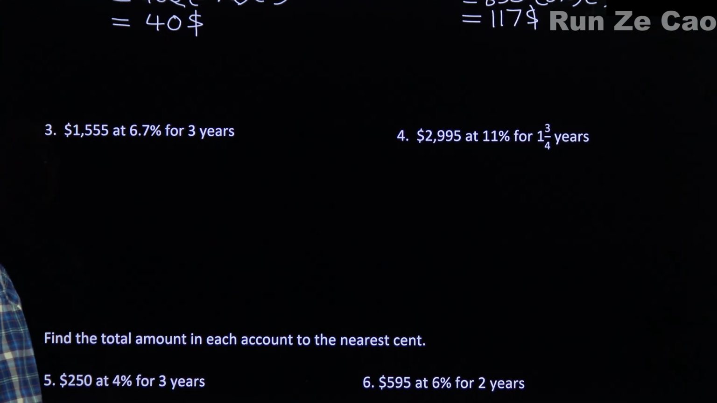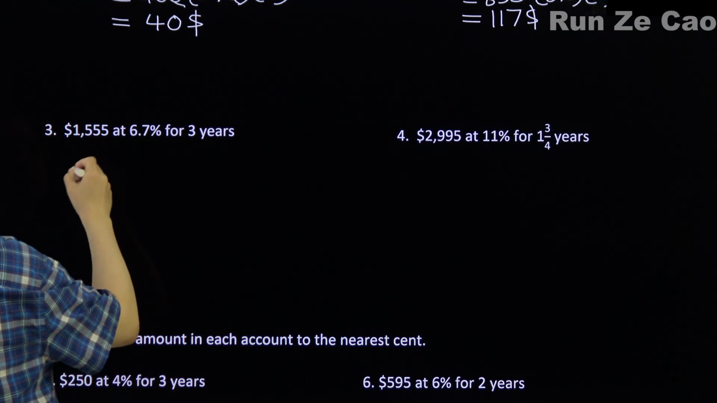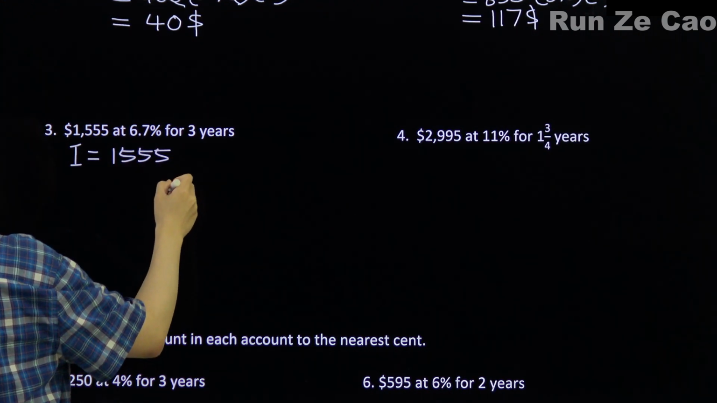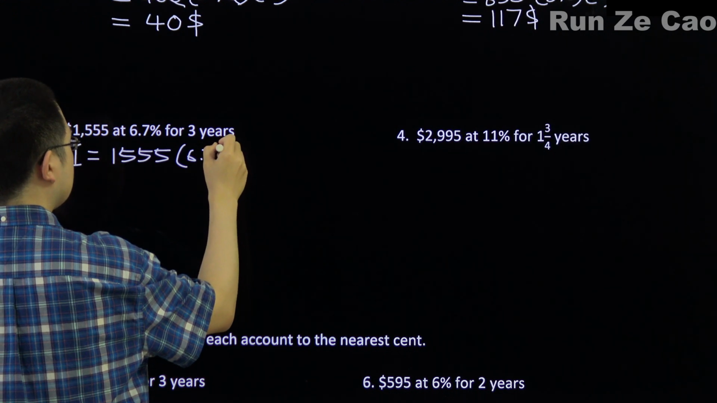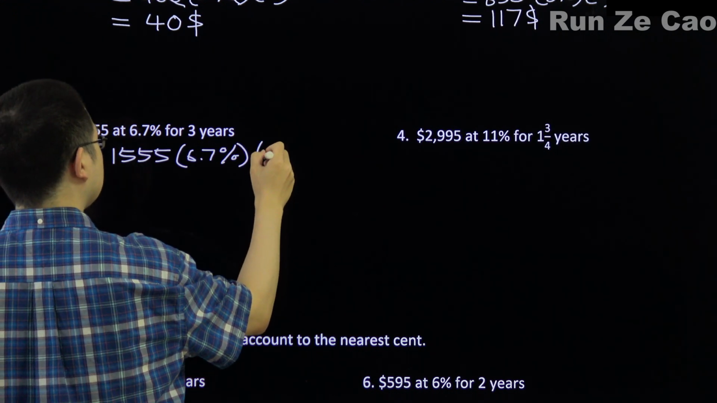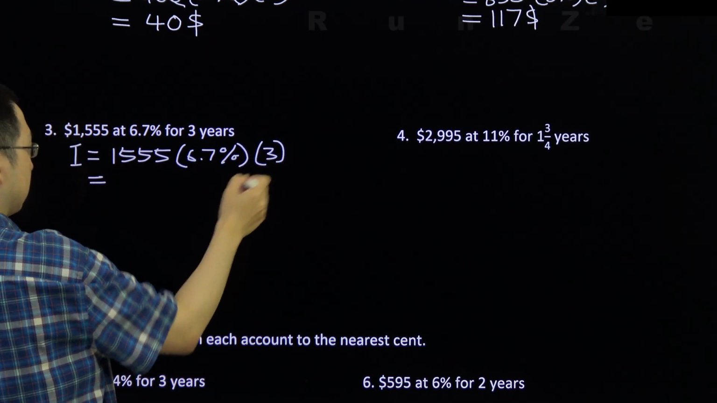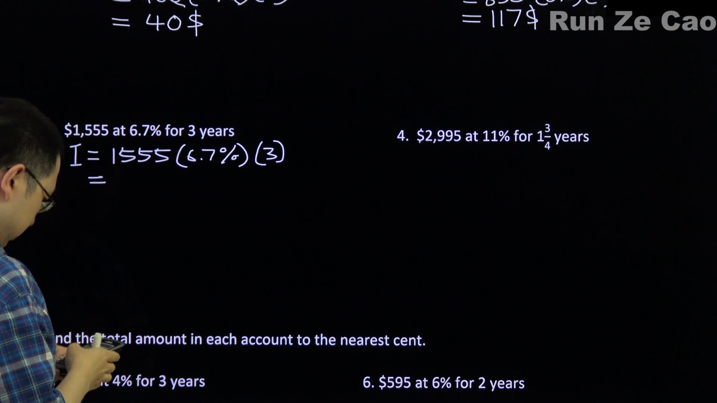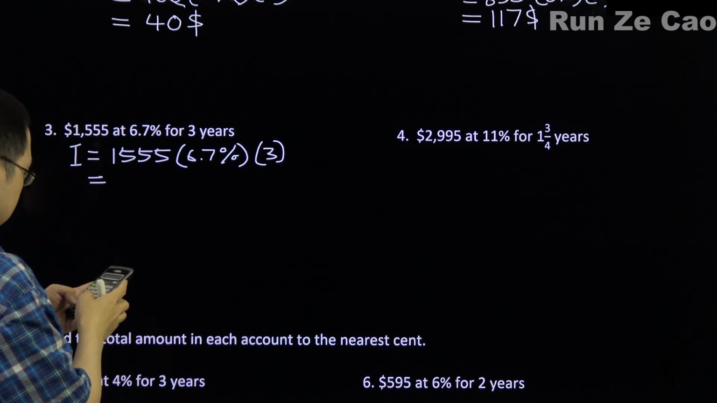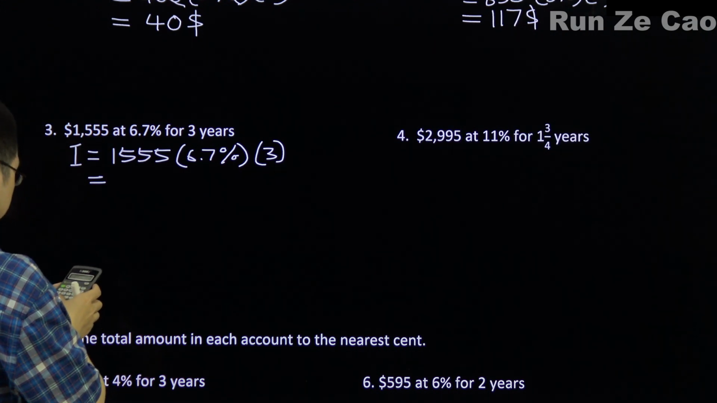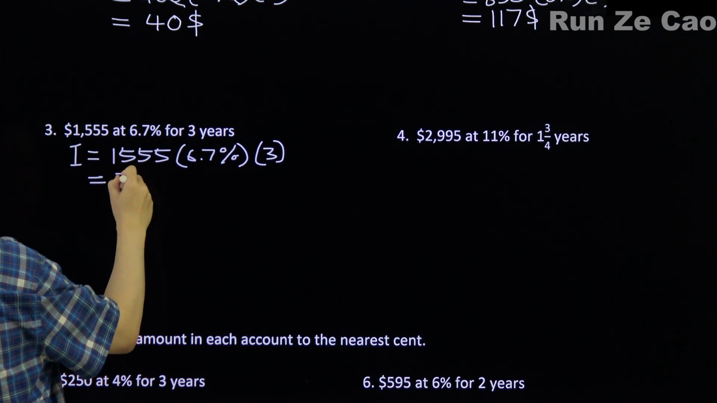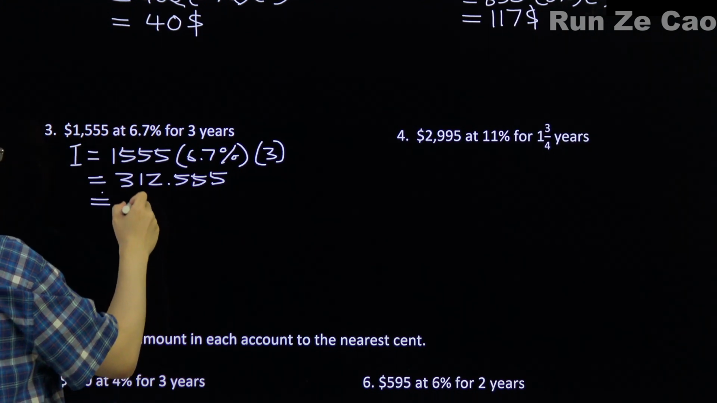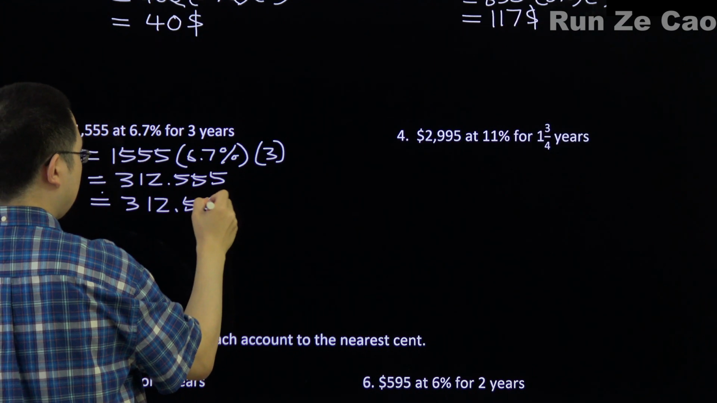$1,555 at 6.7% for 3 years. Now it's to the nearest cent, so interest is equal to principal, 1,555, times the rate, 6.7%, times the time. Well, that was percent per year, so we multiply by number of years. 6.7%, 0.067, times 3 times 1,555. So this is equal to 312.555, which is approximately $312.56.